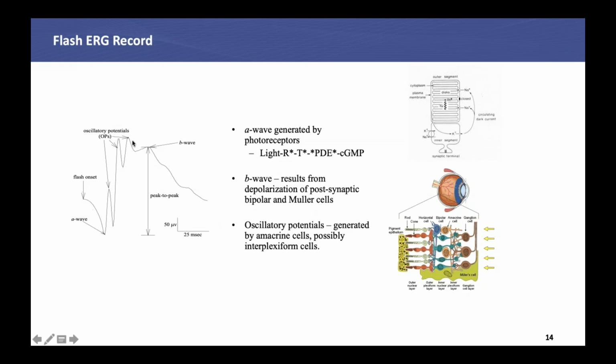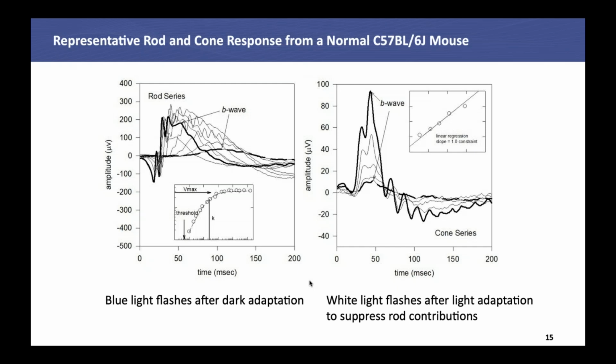You can see here on the leading edge of the B wave several high frequency oscillatory peaks, which are called oscillatory potentials. And as Jeff indicated, these are generated mostly by amacrine cells, at least that's the thinking, plus possibly also interplexiform layer cells. So let me try to go to the next one.